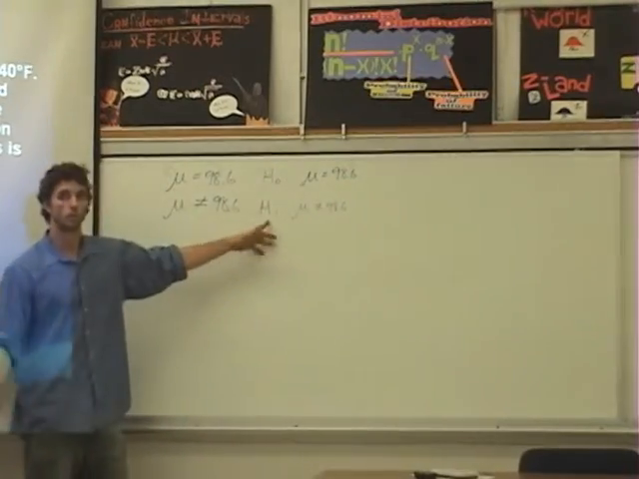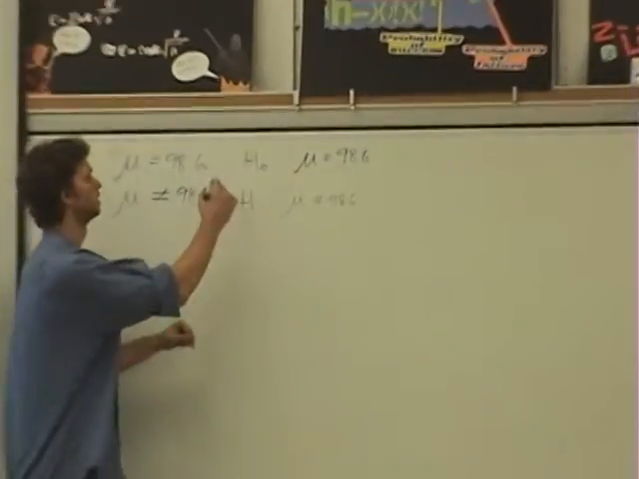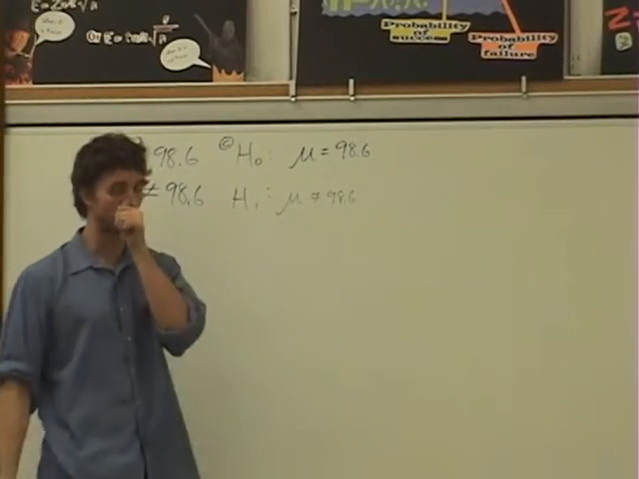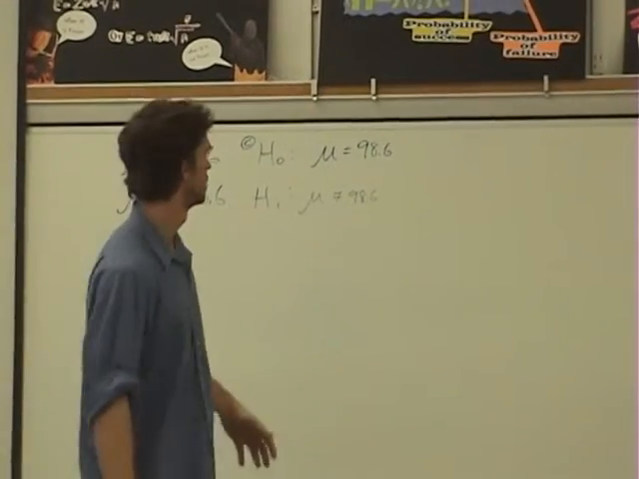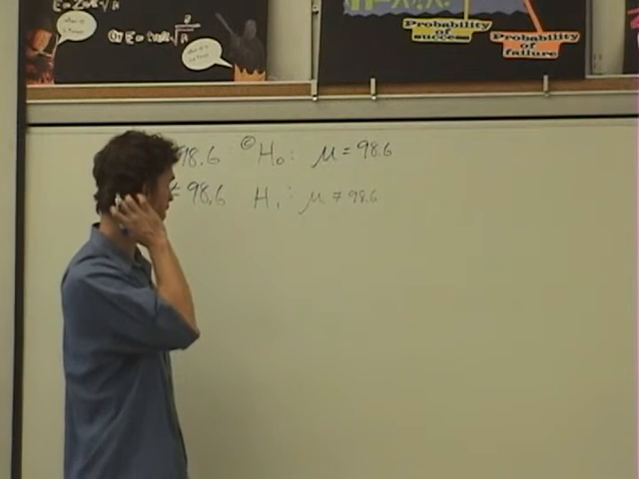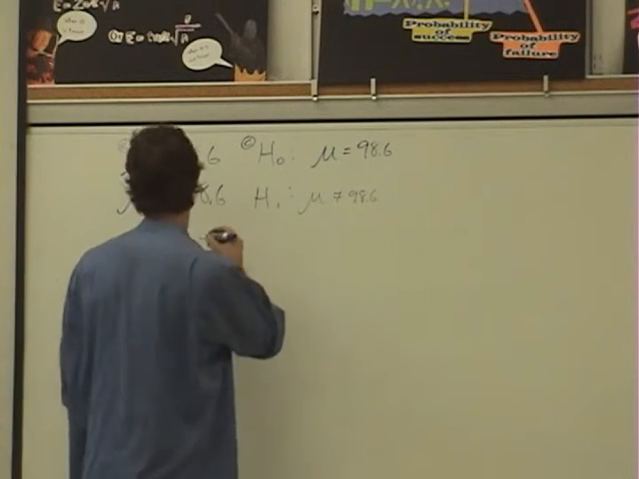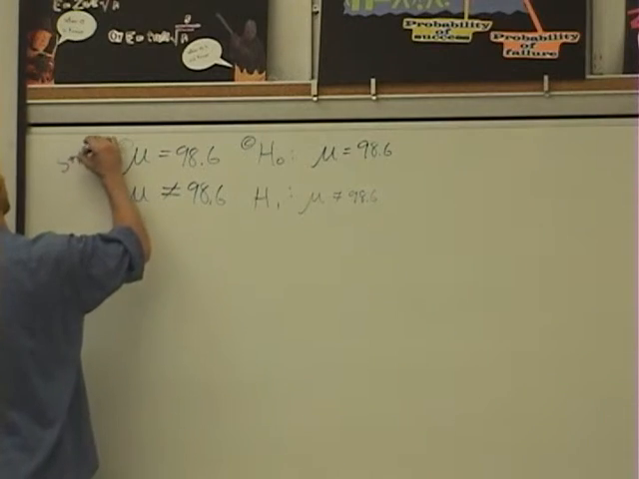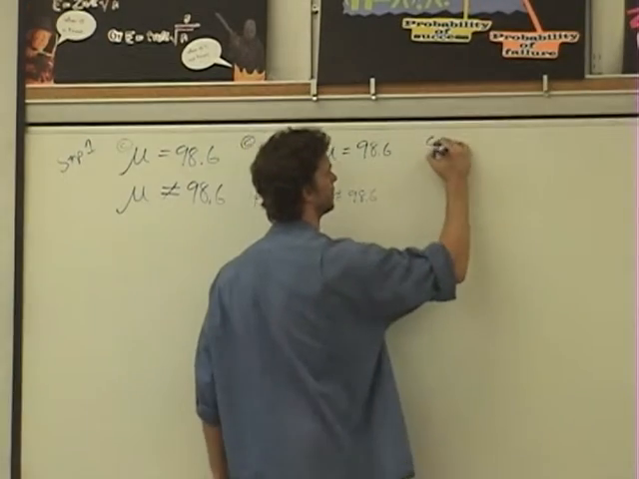Aha! Where did our claim go? Our claim is in the null this time. I think it was in the alternative last time, so it can go either way. So our claim is in the null. That's step one. Put that on here.